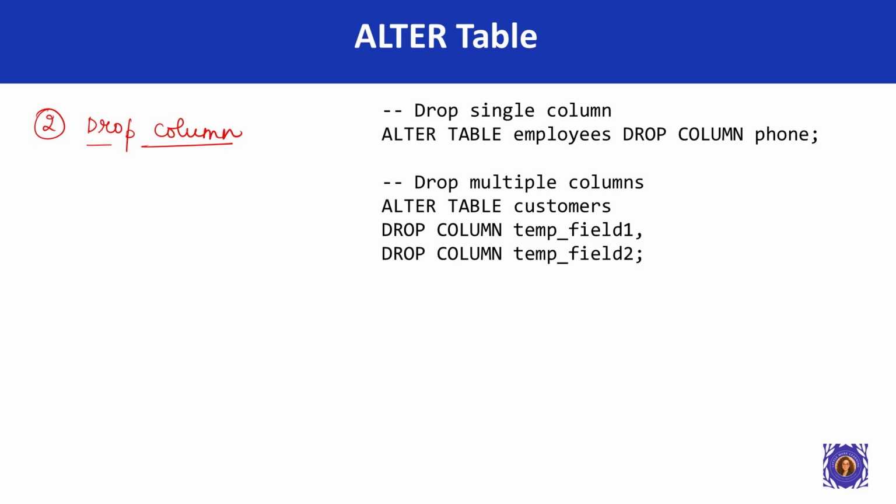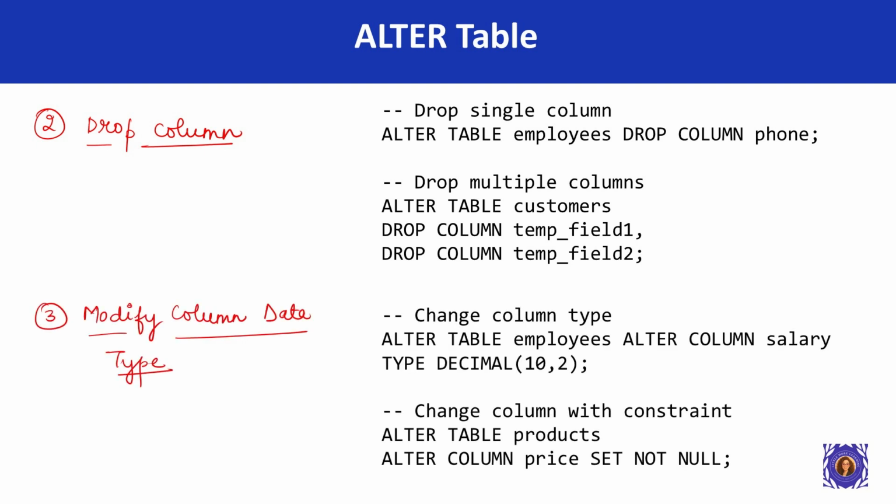Conversely, to remove a column from a table, you use drop column. This is also straightforward. Alter table followed by drop column and the name of the column you wish to remove, for example, dropping the phone column from employees. Similar to adding, you can drop multiple columns by listing each drop column clause sequentially.